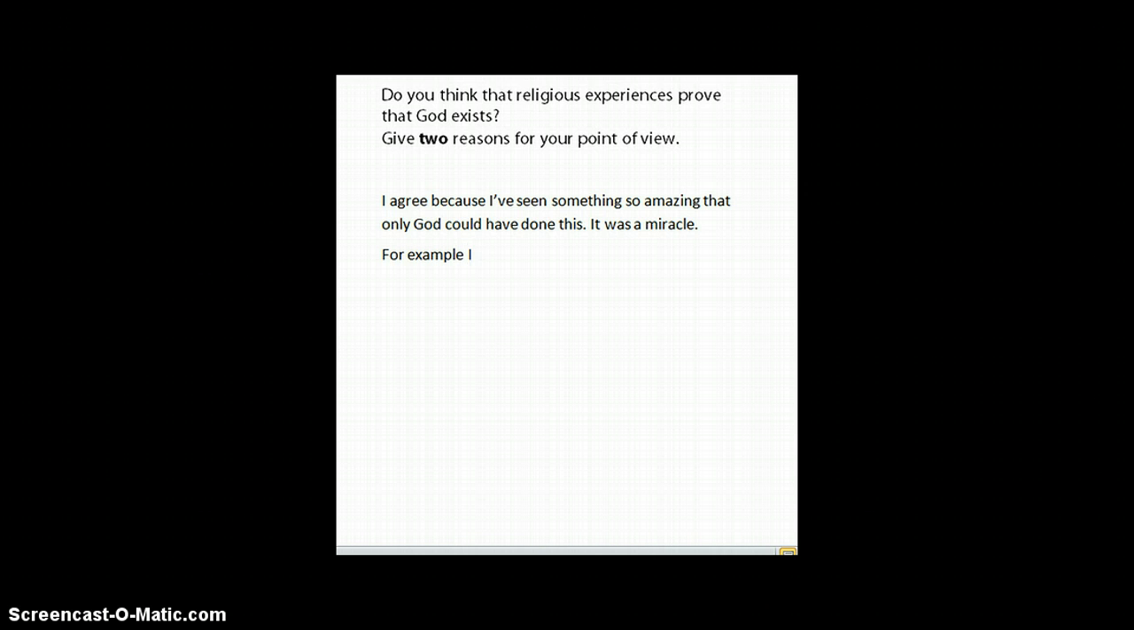For example, I've seen someone who was very ill get completely better. So if we look at this, here's my point. I agree. My explanation, because I've seen something, and to develop it I've put, for example, I've seen someone who is very ill get better. That is 2 out of the 4 marks available. I've P'd once. So I'm going to go on to P again to show you how that can look.